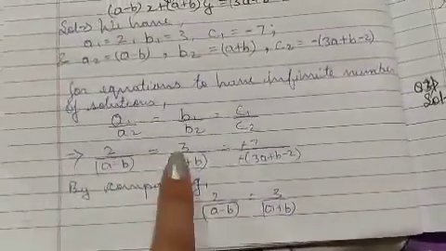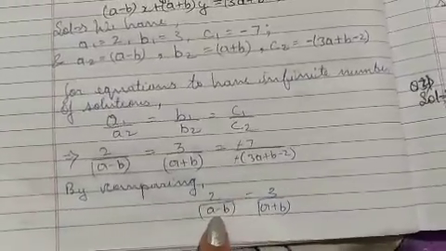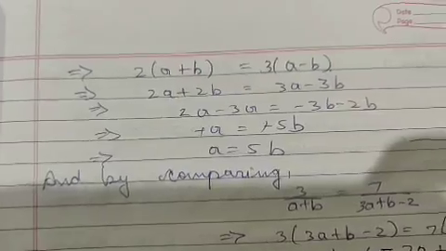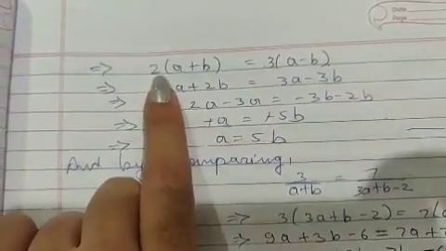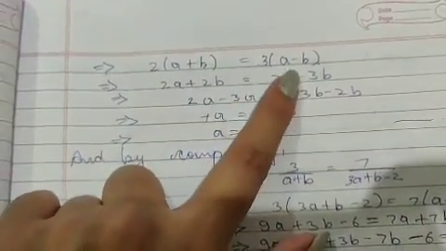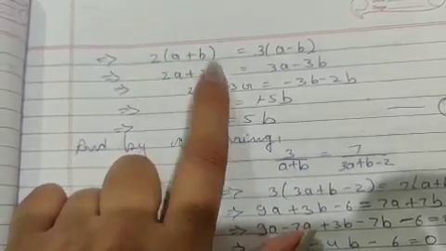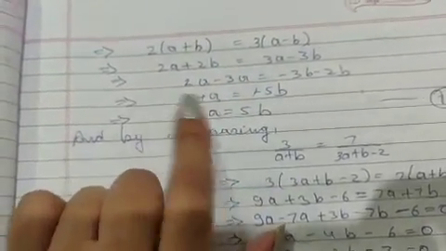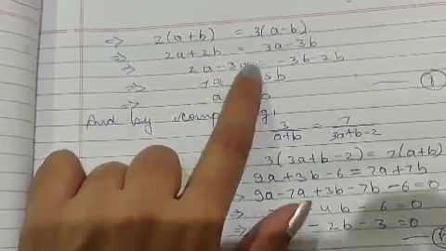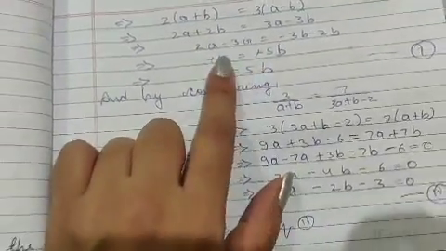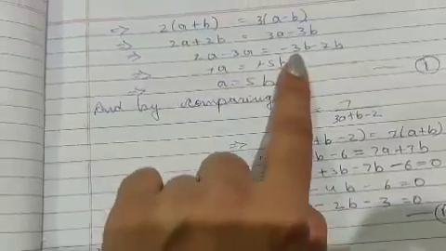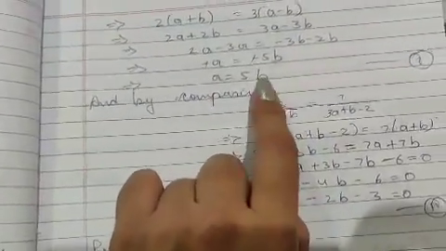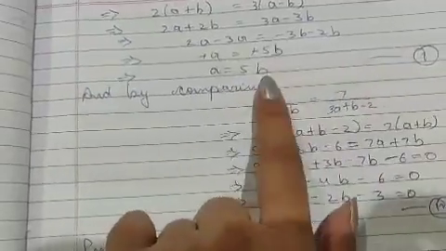Okay, by comparing the first and second fractions, you will get 2 upon a minus b is equal to 3 upon a plus b. Okay, see, after simplifying it, it will be 2(a plus b) is equal to 3(a minus b). Opening the bracket, you will get 2a plus 2b is equal to 3a minus 3b. Then like terms you will add or subtract. So 2a minus 3a is equal to minus 3b minus 2b. Okay, so here a is equal to 5b. You will get the first equation, or you can say the relation between a and b.